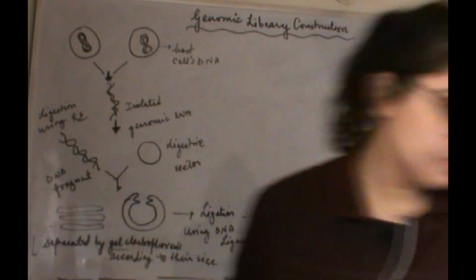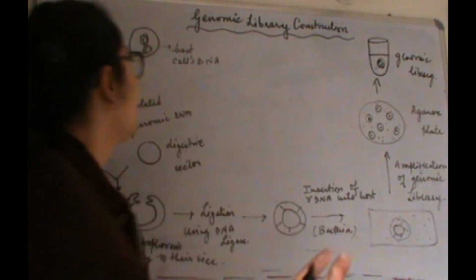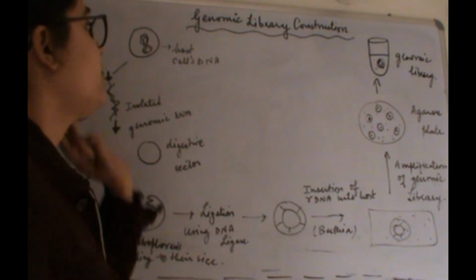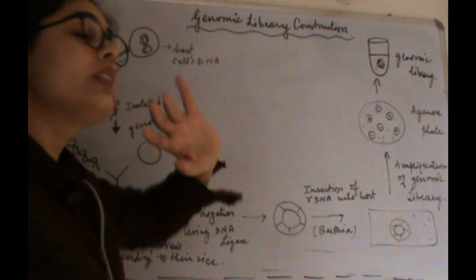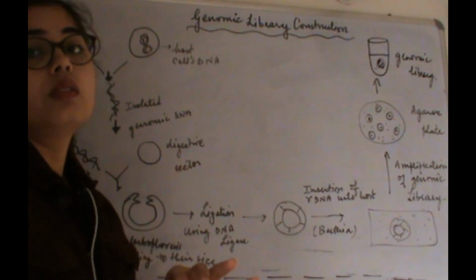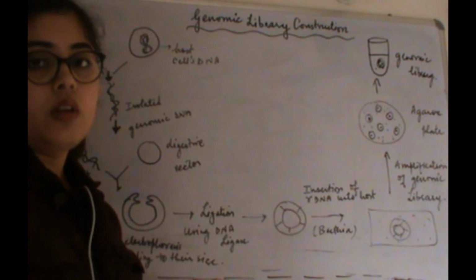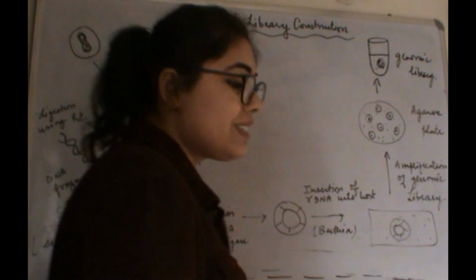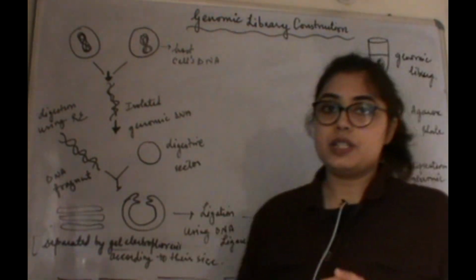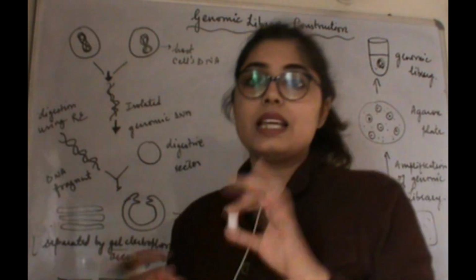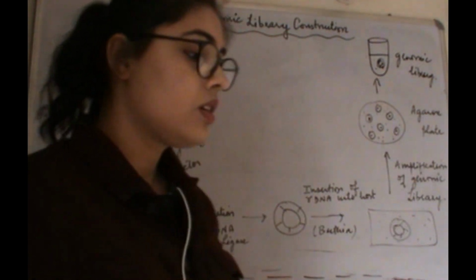Let me just take a marker. Yes, so in this process, genomic library construction, that means in that library the entire genome of a particular organism or a species is present, right? So now it is larger as compared to the cDNA library construction. Obviously in that only the cDNA is present, but in this the entire genome is present, right?